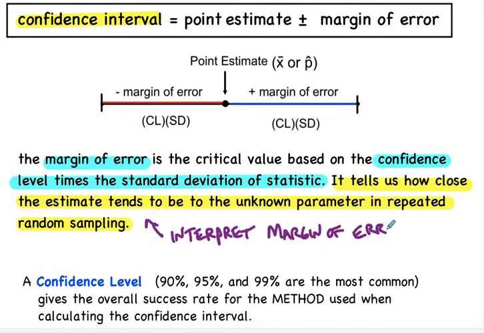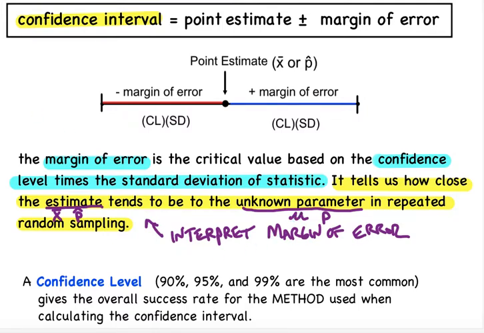Okay, so what this says is the margin of error tells us how close our estimate, so that's an x bar or a p hat, how close our estimate is to the unknown parameter. The unknown parameter is either mu or p in repeated random sampling. So if we did this a lot, if I had a 5% margin of error, my estimate, like my x bar, let's say, would be within 5% of the true mean mu.